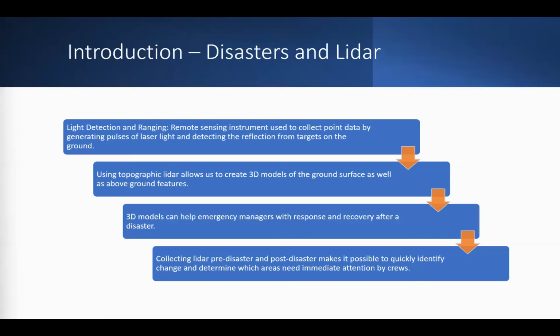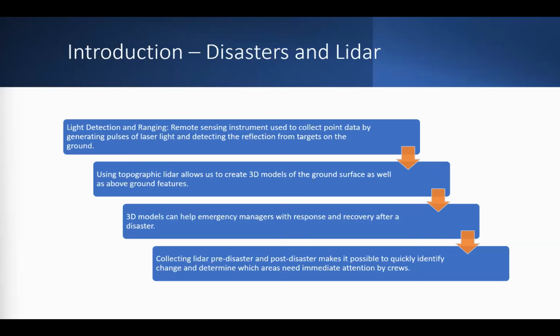Disasters affect numerous places around the world, and having the right kind of data can make a difference in response and recovery time after natural or man-made disasters. One of these kinds of data is light detection and ranging, or LiDAR. LiDAR is a remote sensing instrument used to collect point data by generating pulses of laser light and detecting the reflection from targets on the ground.